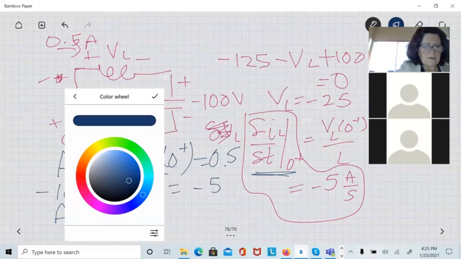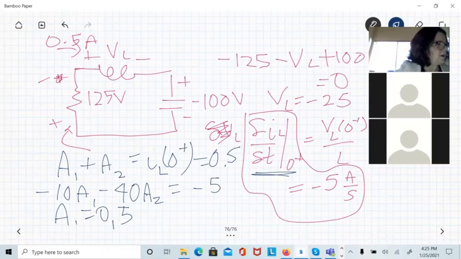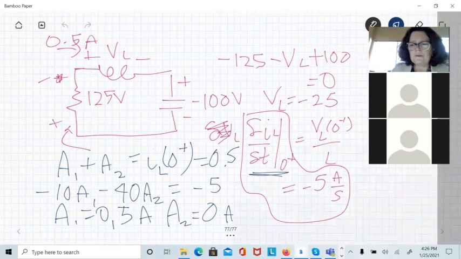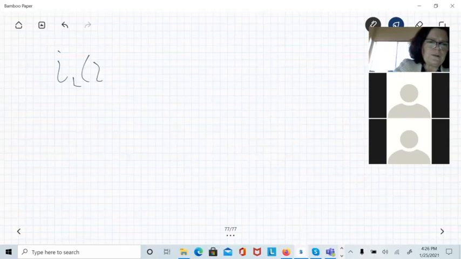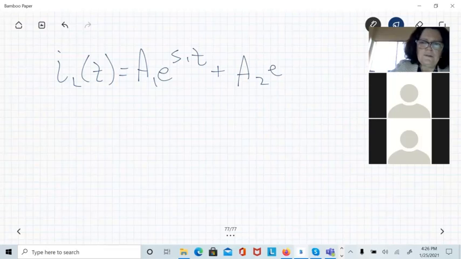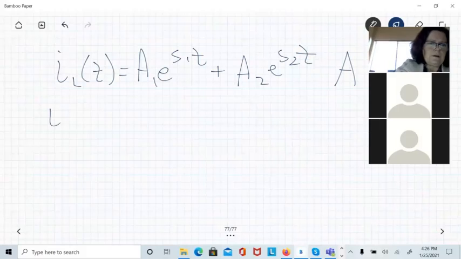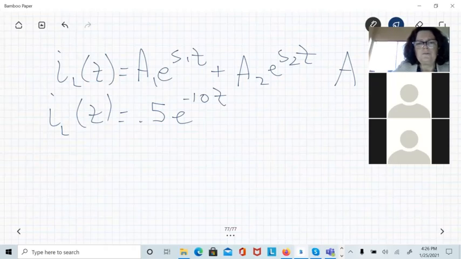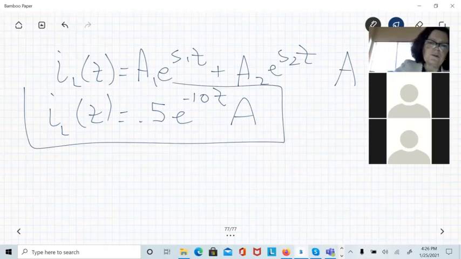And A1 has units of amps. A2 is 0, also has units of amps. So if we go back and look at the form of our equation, it looked like this: IL of t equals A1 e to the S1t plus A2 e to the S2t. And since it's a current, it's in amps. I plug in all the numbers that I have. IL of t equals 0.5 e to the minus 10t. A2 was 0, so that goes away. There's the expression for the current as a function of time.